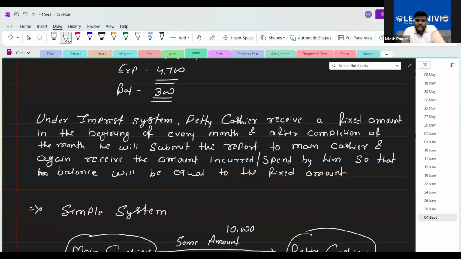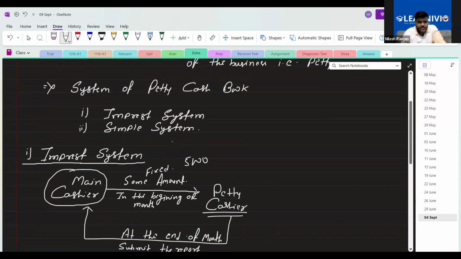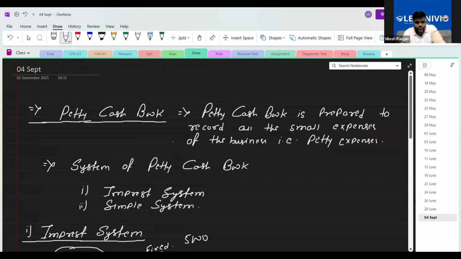After completion of the month, he will submit the report to the main cashier, and after checking all the expenses and balance details, the main cashier will give him the same amount that he has incurred or spent, so that his balance will be equal to the fixed amount. Okay. So please write this imprest system. Actually, you should write from the beginning. Okay.